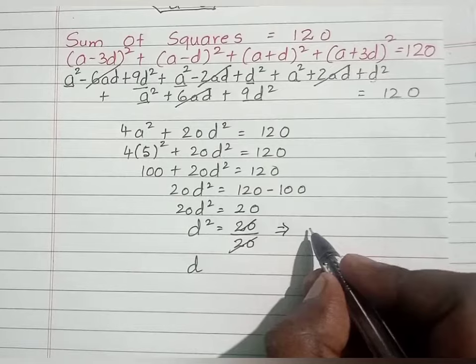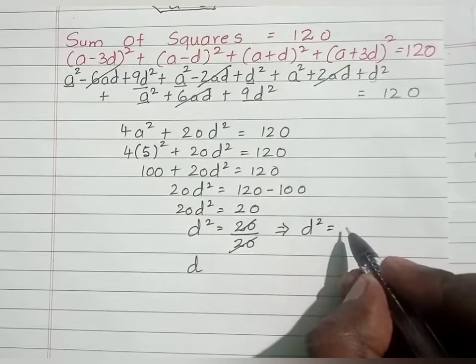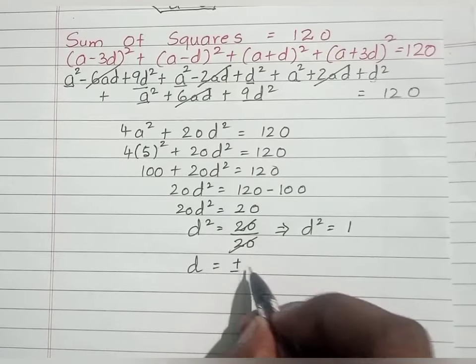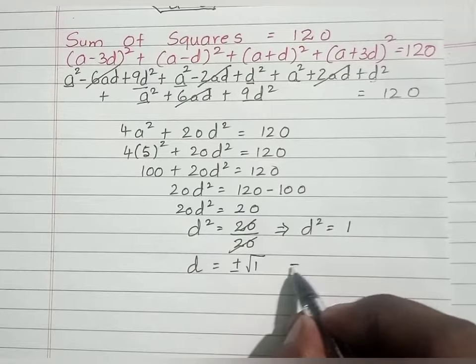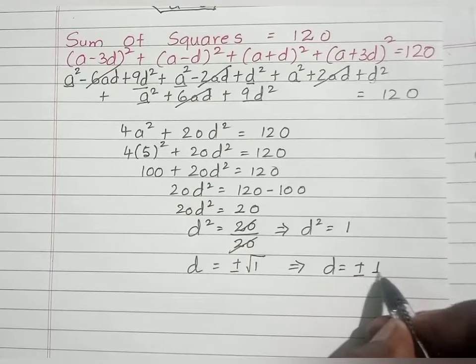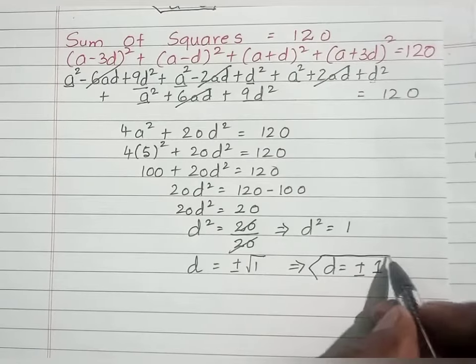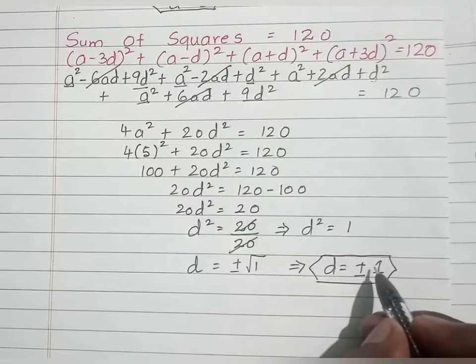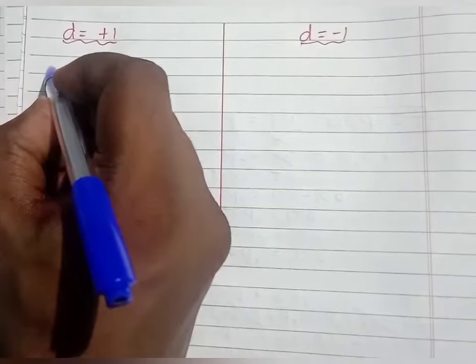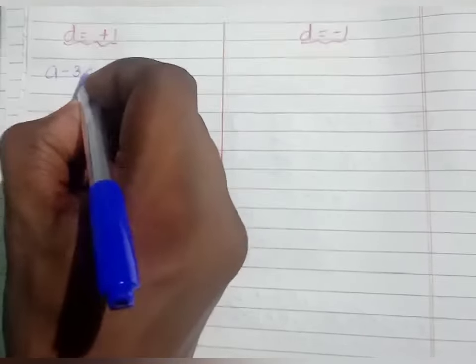So d square equals 1. Now d equals plus or minus square root of 1. Now the square root of 1 is 1, therefore d equals plus or minus 1. So I should consider the value of plus 1 as well as minus 1. So there are two cases. Case 1, d equals plus 1, and case 2, d equals minus 1.